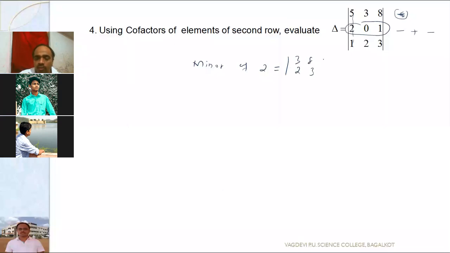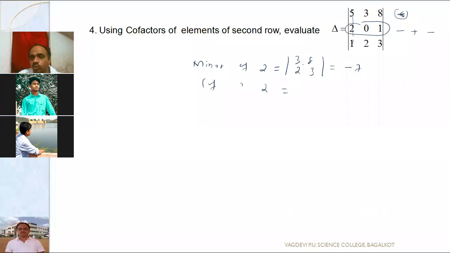So what is the value of determinant 3823? 3 3s are 9, 2 8s are 16. So 9 minus 16 will be minus 7. Minus 7 is the minor. So what will be the cofactor? Cofactor means this minus 7 has to be multiplied by the positional sign.